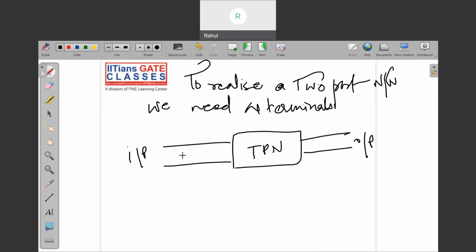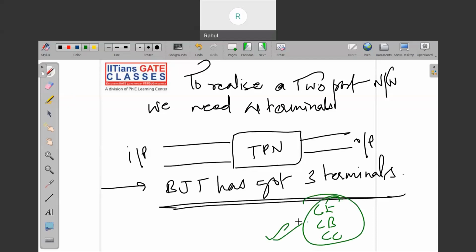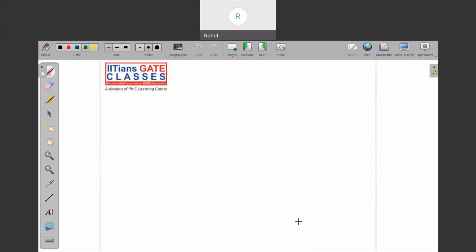In order to behave your bipolar junction transistor as an amplifier, we need four terminals. But unfortunately, BJT has got only three terminals. Therefore, one terminal is always common. That's why we are getting three kinds of configurations: common emitter, common base, and common collector, right? This is just the basics I'm telling you.